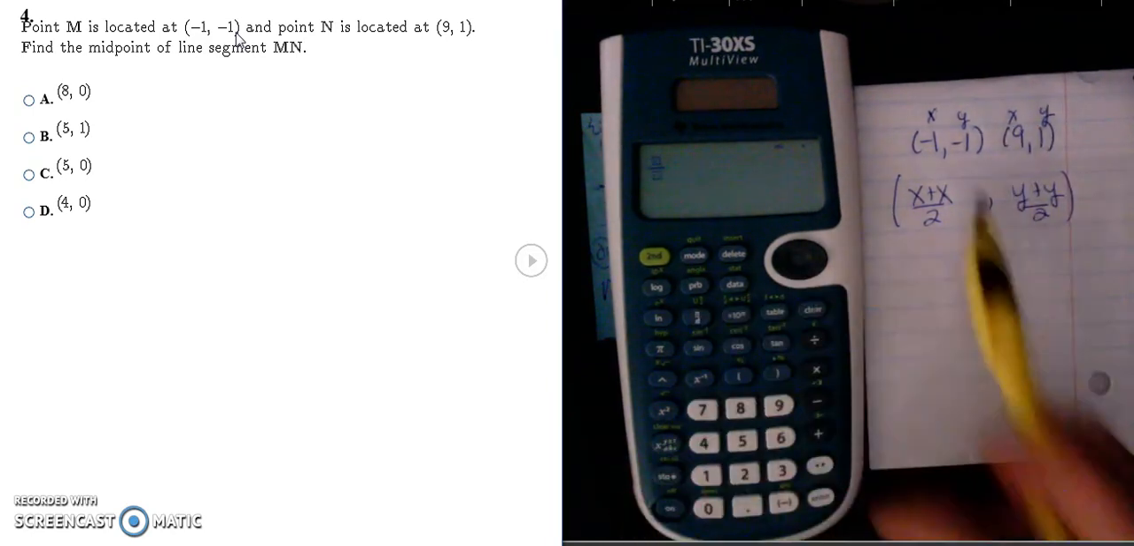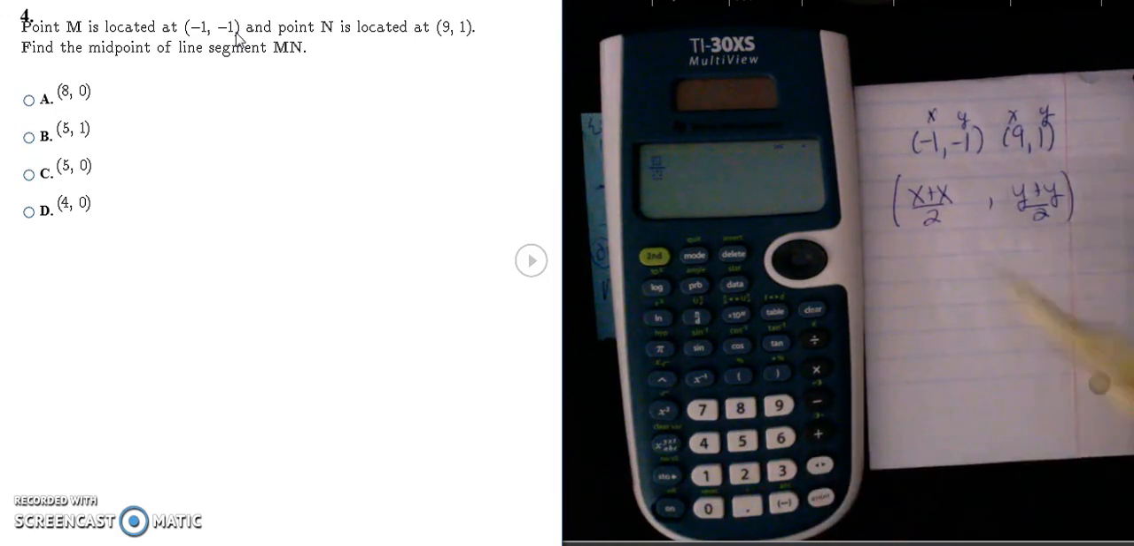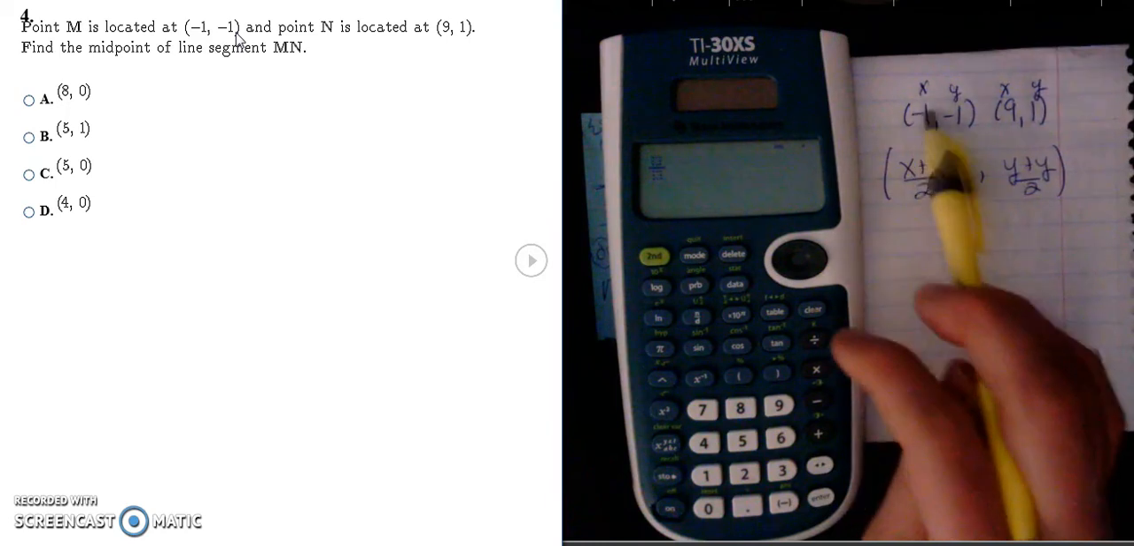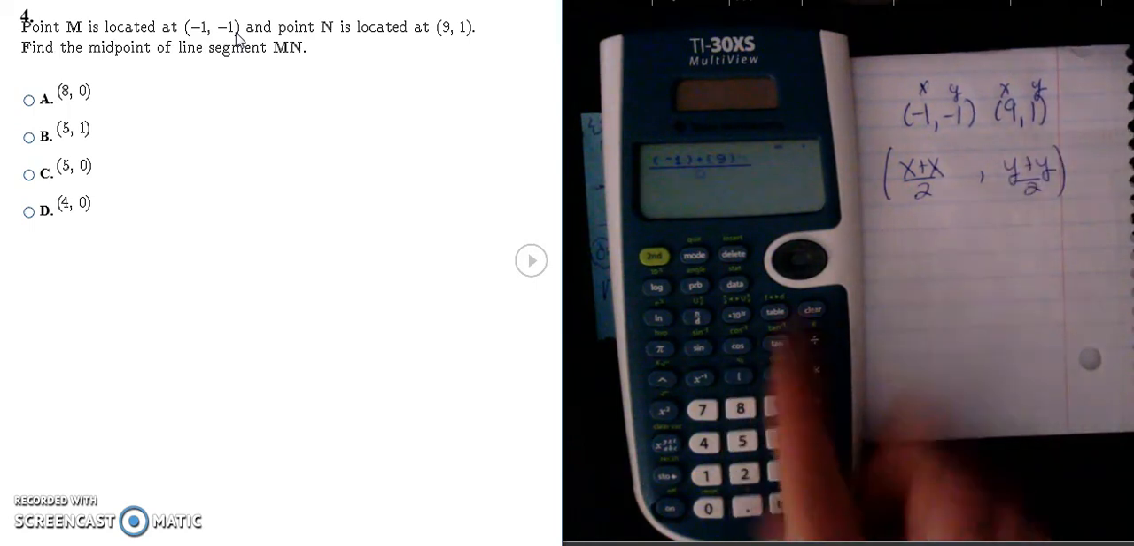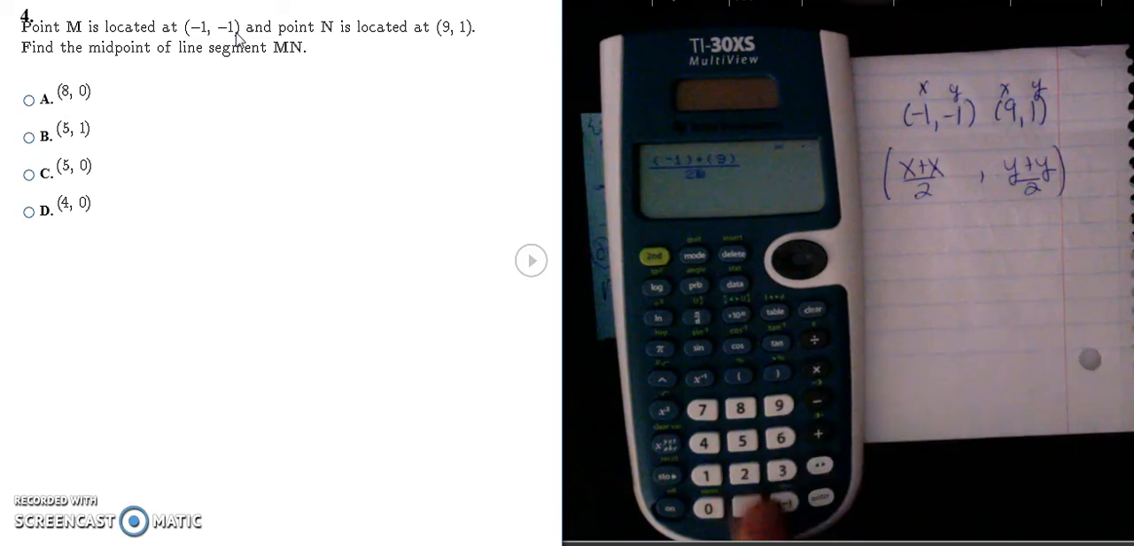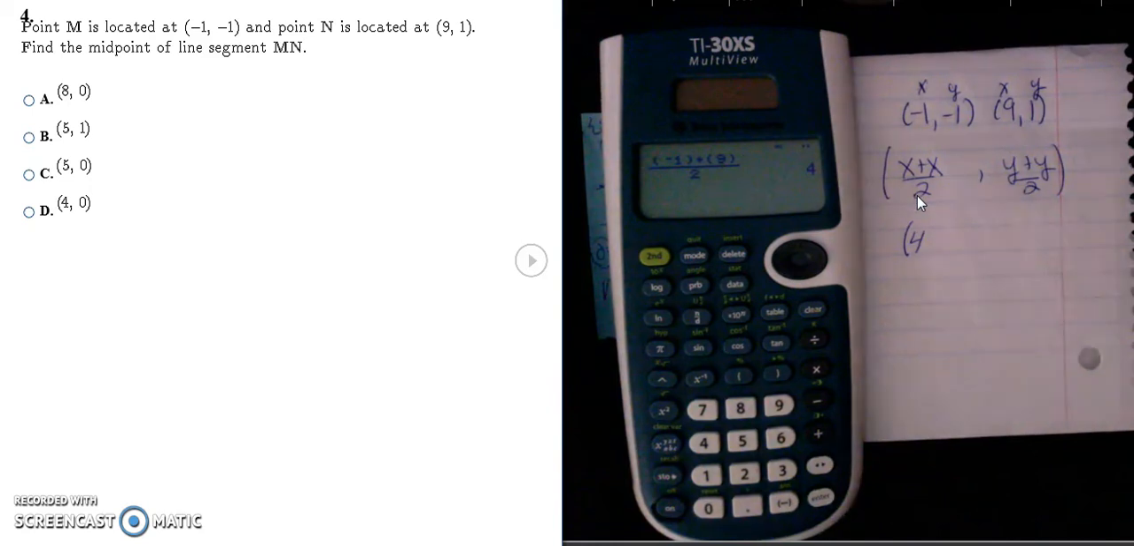In that first part of the formula, I add my x values and divide by 2. My first x value here is -1, so I'll put a -1 in parentheses, added to my second x value, which is 9, so I put a 9 in parentheses, scroll down, put a 2 in the bottom, which is from the formula, and I press enter. That part of the formula is 4, so 4 is going to be the x coordinate of my midpoint.